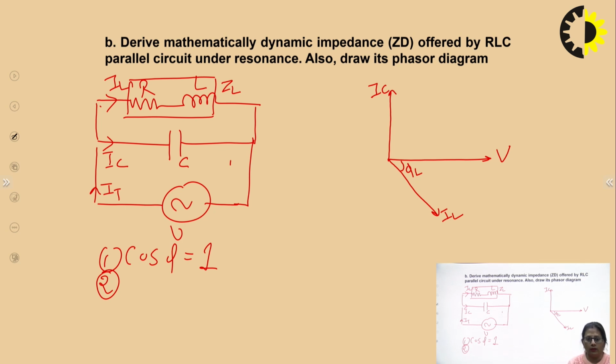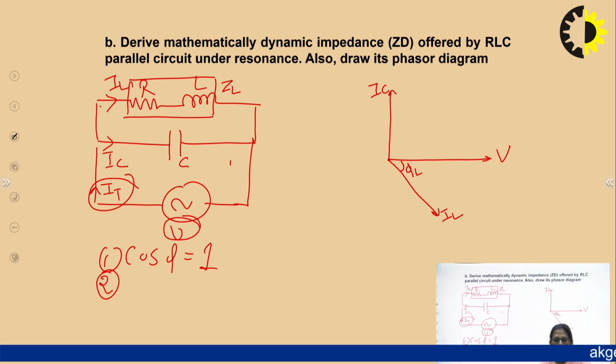One thing I know is that at resonance, the power factor of the circuit is going to become 1. That means the total current taken by the circuit and the supply voltage are going to be in the same phase, right? Looking at the phasor diagram, what can be the possible condition? The total supplied current, which is the phasor addition of IL and IC, should lie in phase with the voltage.